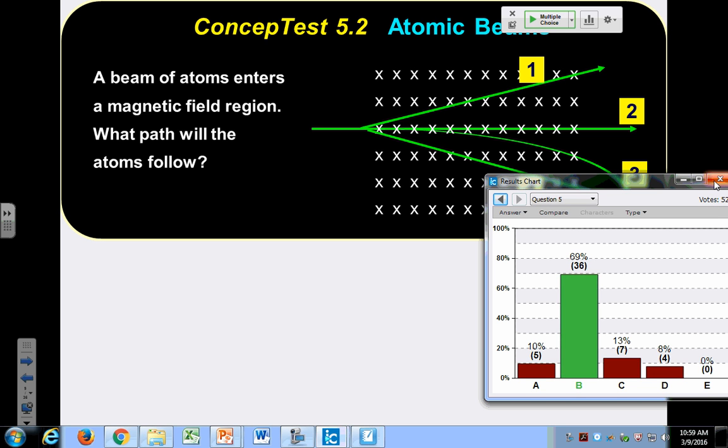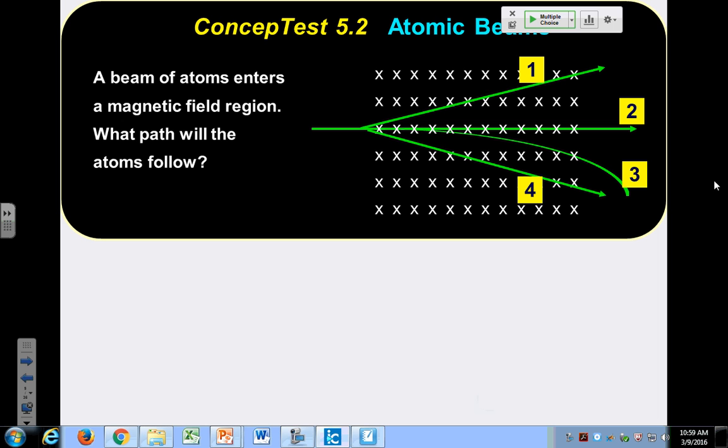B is right. Why is B right? Why are they not deflected? Why does it follow the straight path? Because atoms have no charge, right? And so they're not going to experience any magnetic force.